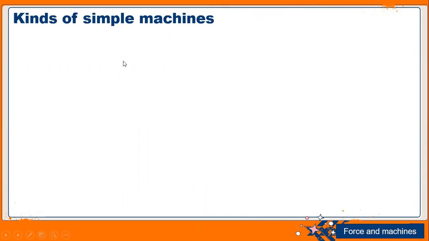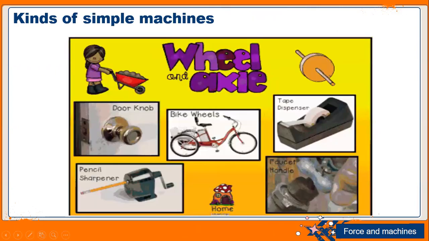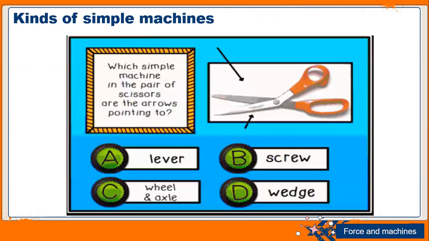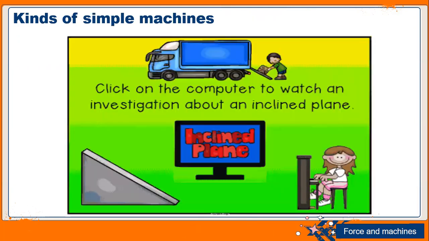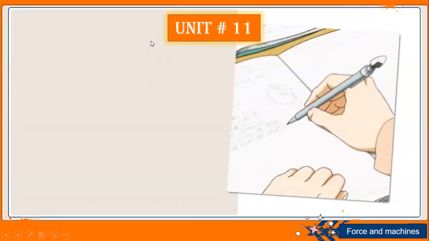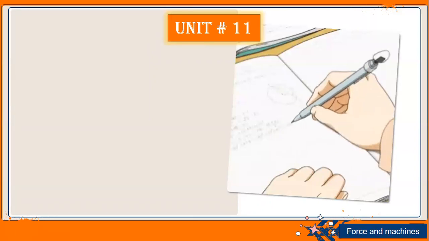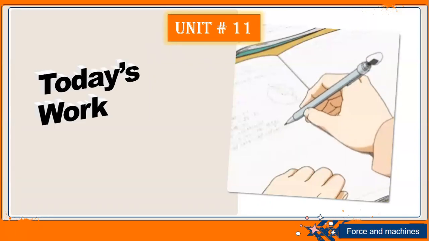Kinds of simple machines. These two machines, which are given in your book as well, are lever and pulley. So read the lesson. In the last video I shared, it is all about the pulley and lever. So watch that video to understand more if you have any confusion regarding lever and pulley.